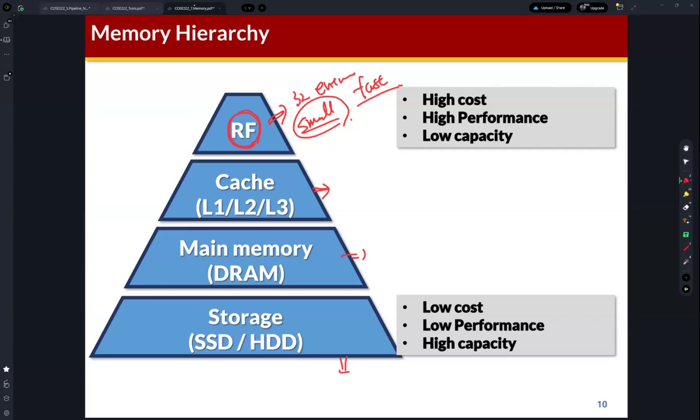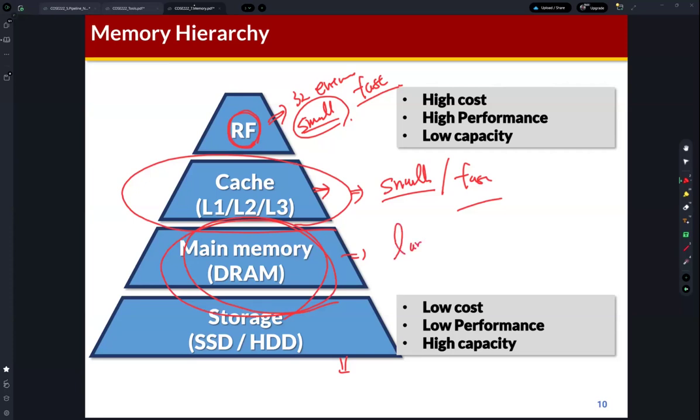We did not learn about the cache, but the cache is the temporary memory in the processor. The cache size is also small, but it's fast. But the cache is slower than the register file, right? But it's relatively fast. Relatively, so what does that mean? You can find the main memory here, the DRAM. DRAM is relatively large, but it's slow.